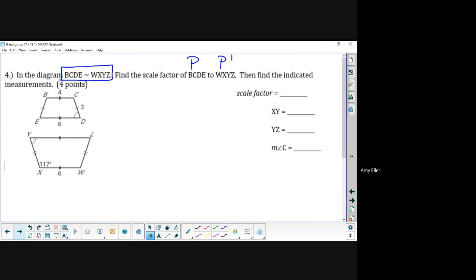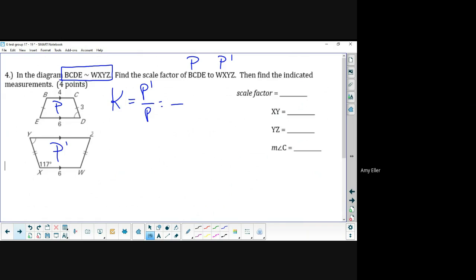There are no primes in the picture. So you're like, ooh, which is the original? Which is the after? It tells me I'm going from here to here. That's how I know. From here, that's the start, to this one. So that's the ending one. So maybe in your picture, label this figure P, the original, and this one P prime. Now we're ready to begin scale factor, which we know the formula for scale factor, P prime over P.